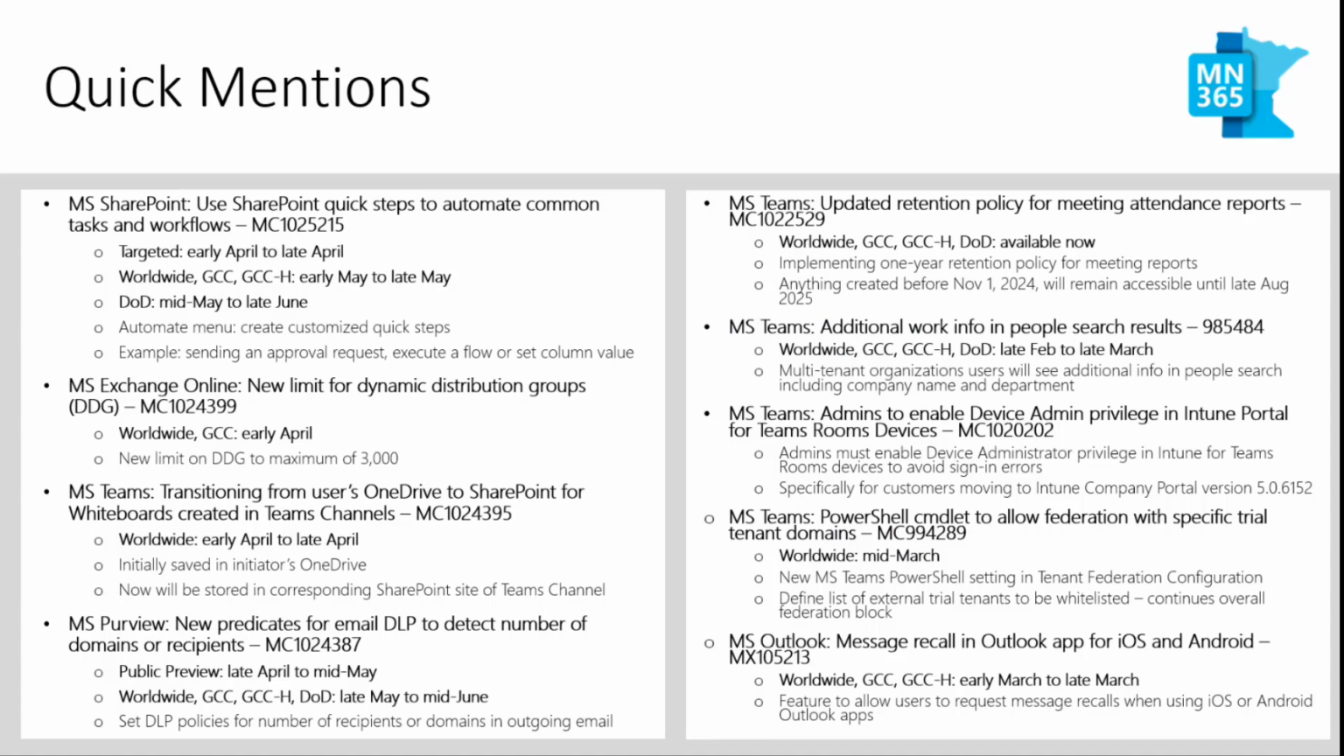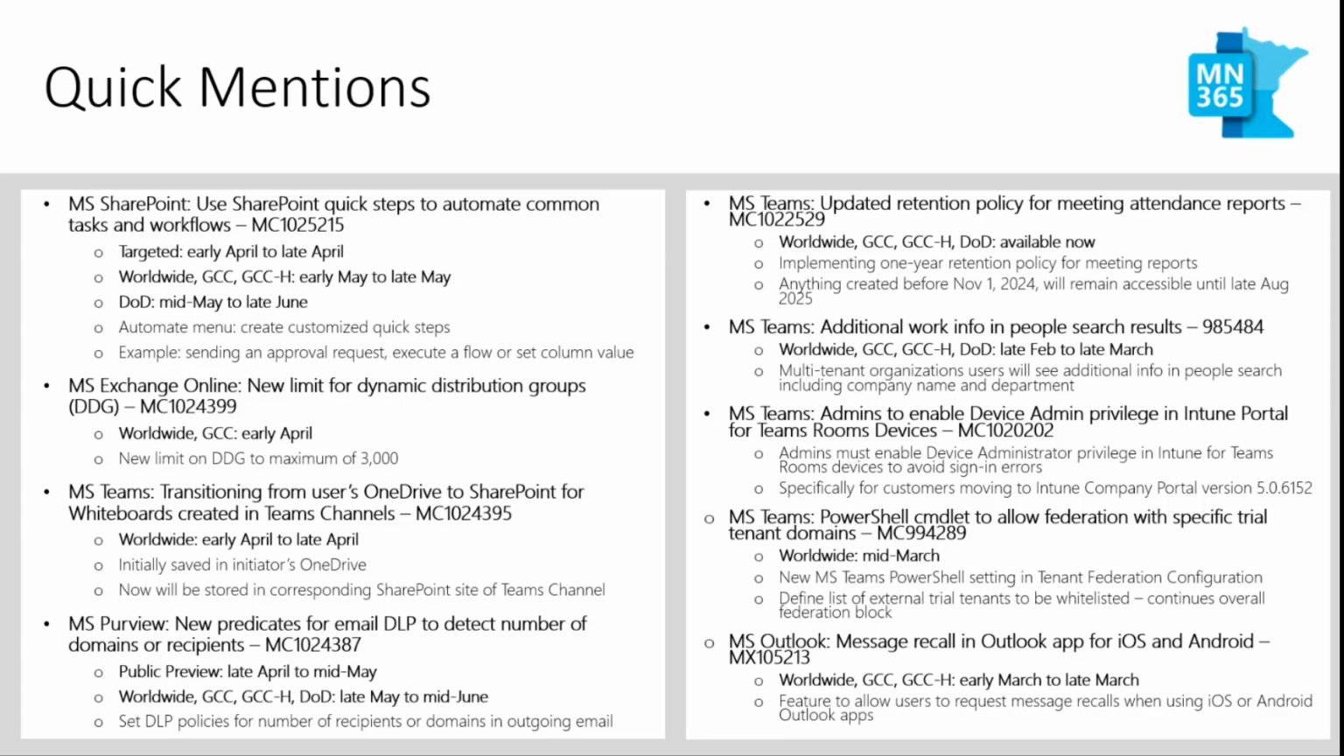All right, a few quick announcements as far as some things that are going on. SharePoint quick steps, automated common tasks, are going to be coming here shortly. It's going to be in the automation menu. Understand, things like sending an approval request, executing a flow, or even setting a column value based off of another column value. It'll be able to do these quick steps.